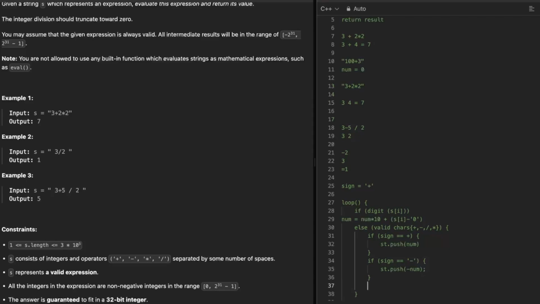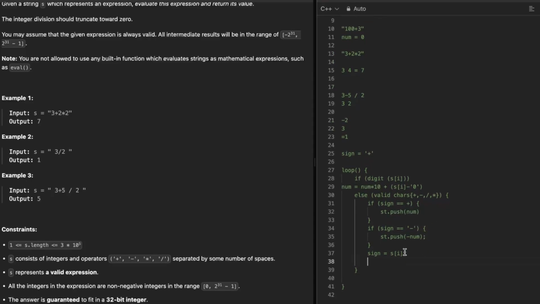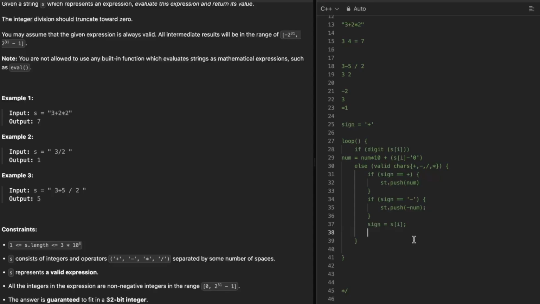And lastly, we will update the sign as of i. We will update it, and what we will do is, this is my basic algorithm which I am thinking, and we will initialize num as 0 because next time in another iteration we will again evaluate, right? What about the negative, multiplication and division expressions, right?